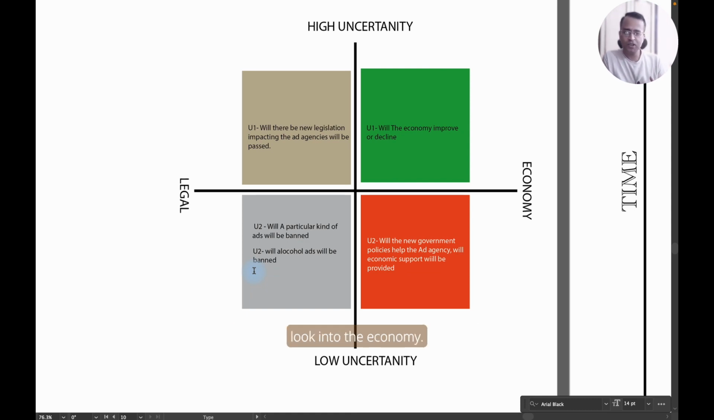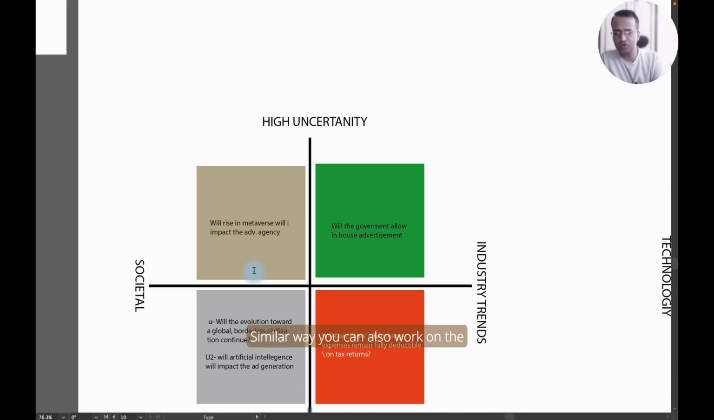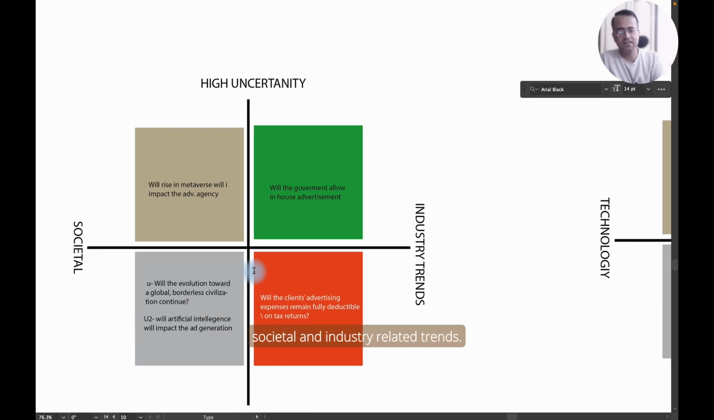And then what you need to look into is the economy. The high level of uncertainty is connected to, will the economy improve or decline? And on the low level of uncertainty, will the new government policy help the advertisement agency? Will economic support be provided or not provided? So this is how you can go with the legal and then the economy and the high and low level of uncertainty. In a similar way, you can also work on the societal and industry related trends. So industry related trend connected to your advertisement industry, and then the societal trend.